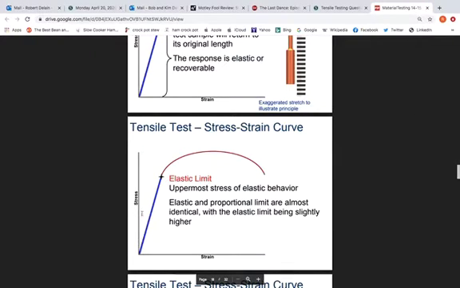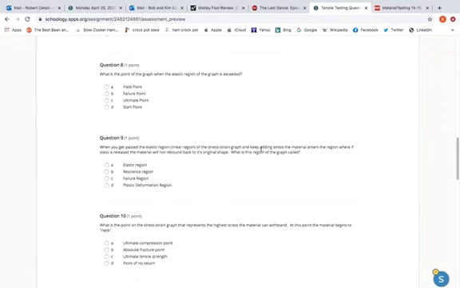If you're putting force on it, it's stretching, stretching, stretching. But if you release that force, it'll bounce back to its original length. Okay. Question number 8. What is the point of the graph where the elastic region of the graph is exceeded?